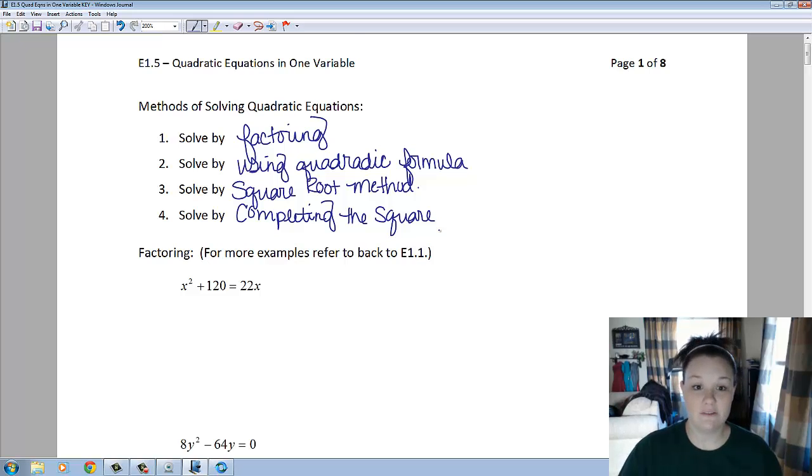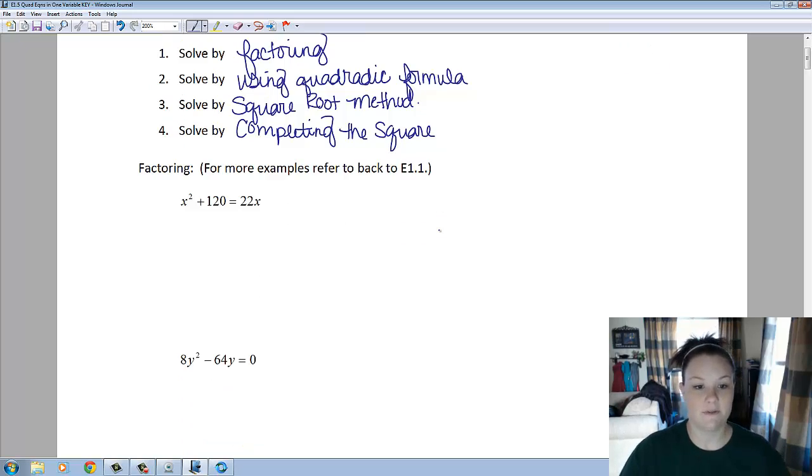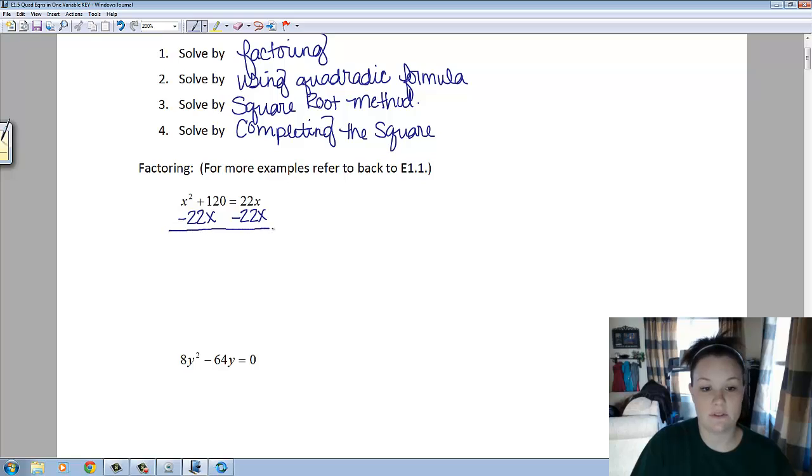Okay, so looking at factoring first, first thing we have to do is have it in standard form, which means everything's on one side so that it's equal to 0. So I'm going to go ahead and move my 22x to the other side by subtracting. So I'm going to subtract 22x from both sides, which gives me x squared minus 22x plus 120 is equal to 0. Okay, I have 3 terms, so I use sum product.